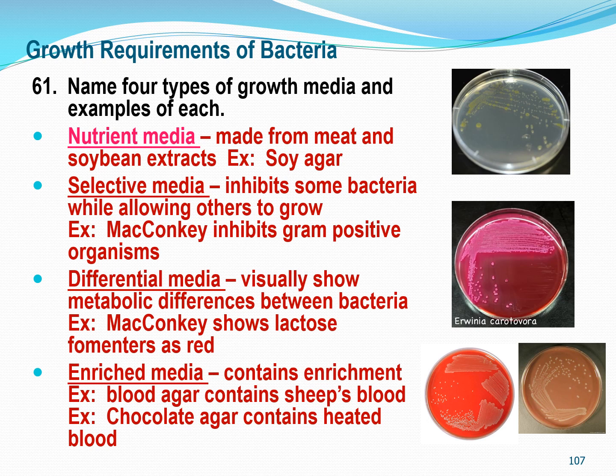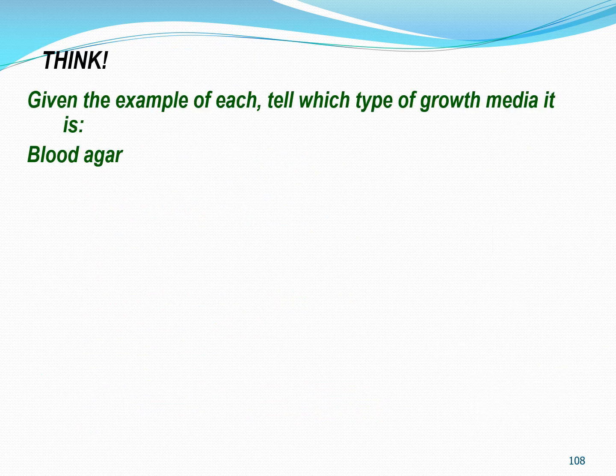And then we have what we refer to as enriched media. These are media that contain enrichments, like blood agar contains sheep blood, or chocolate agar contains blood that has been heated. And there's an example, and you can see from the example the blood down at the bottom to your left, and then the chocolate, which is the heated blood, over to your right. But these nutrient, selective, differential, and enriched are all different types of growth media. So here, pause this and see if you get the right answers.